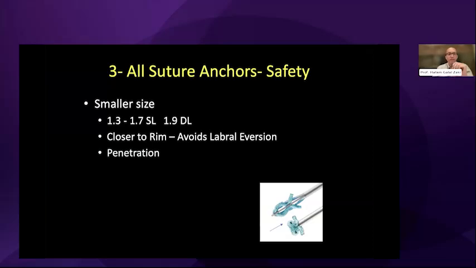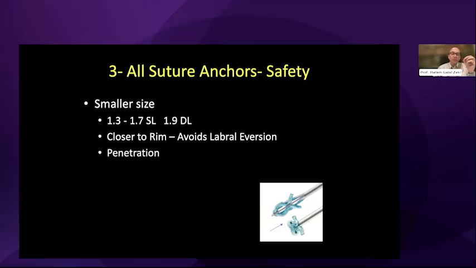Most of the companies have those at the moment. They start from 1.3 millimeters up to 1.9 if they're double loaded. This allows you to come very close to the rim and avoids labral eversion, because the further away the suture is, the labrum will cause eversion. But when you're close, you can actually keep the inversion, as I'll show you in the upcoming videos.